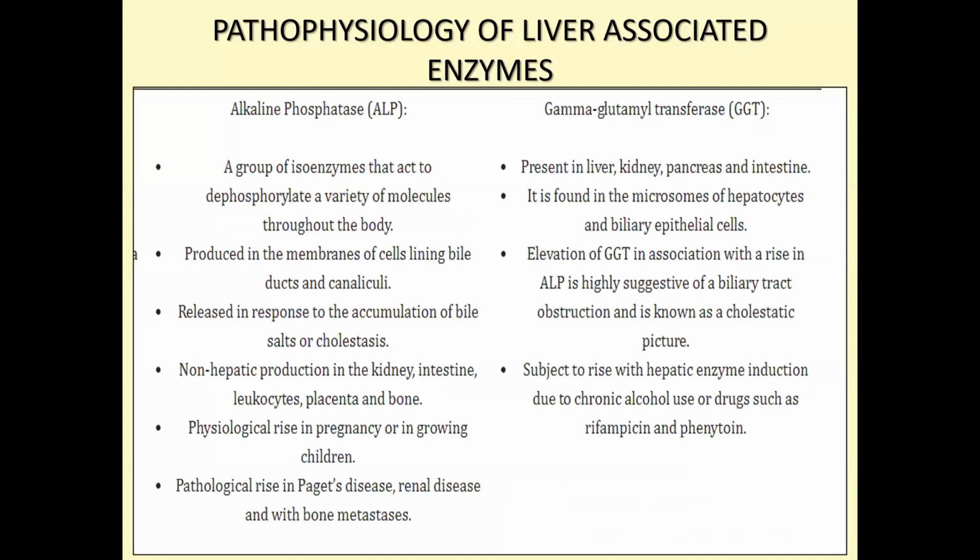The next enzyme pattern is ALP, alkaline phosphatase. It's a group of isoenzymes, as I told you. They are produced from pregnant women, the placenta, growing bone, liver, kidney, and pancreas.